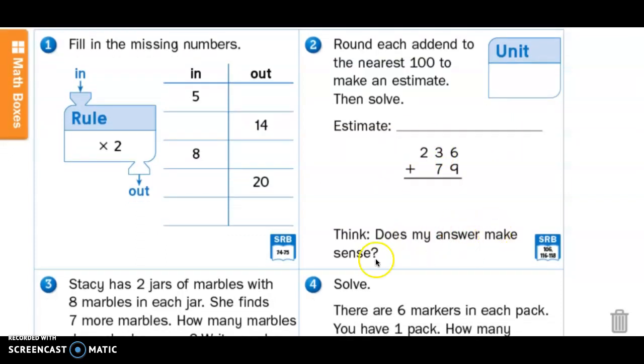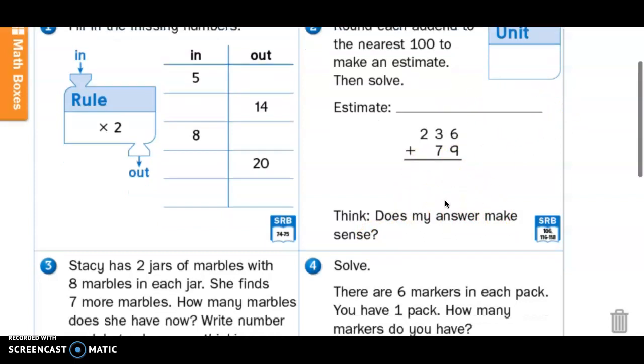Then solve any way you'd like. Think, do my answers make sense? So is your estimate close to your actual answer?